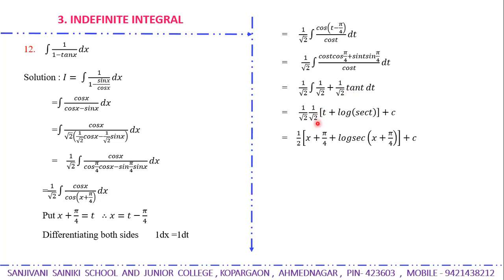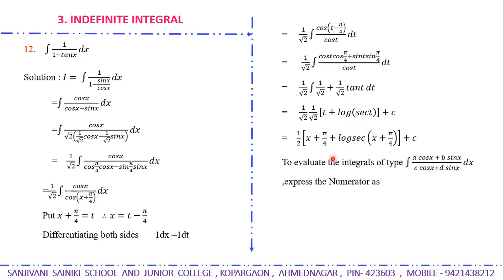So this 1 by root 2 into 1 by root 2 is 1 by 2 because we have taken it common from both these terms. And what is t? t is x plus pi by 4. So put that value here, and log of sec of x plus pi by 4. So this is the integral of the given function. This is one way, but the other way is simpler than this.